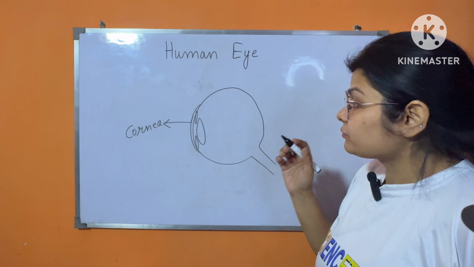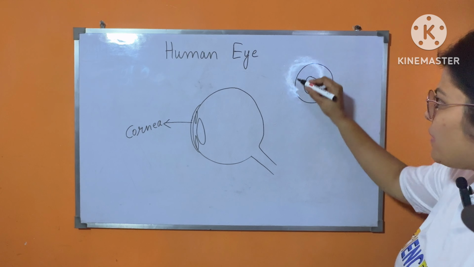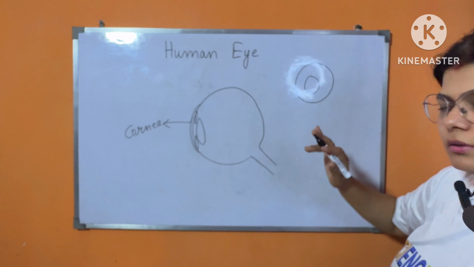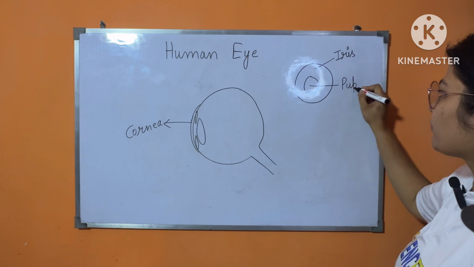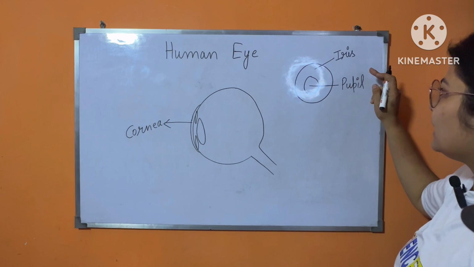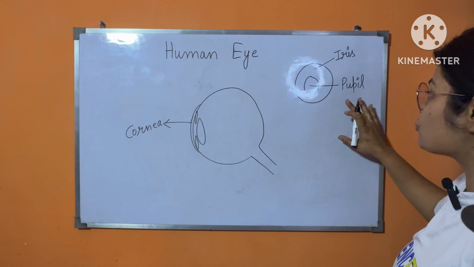This black part or colored part consists of two parts. One shows the color, and inside it we have a black hole that is always black in all eyes. So this part is colored and this part is black in color. The colored part is known as the iris and the inside black part is known as the pupil. What the iris does is control the size of the pupil.